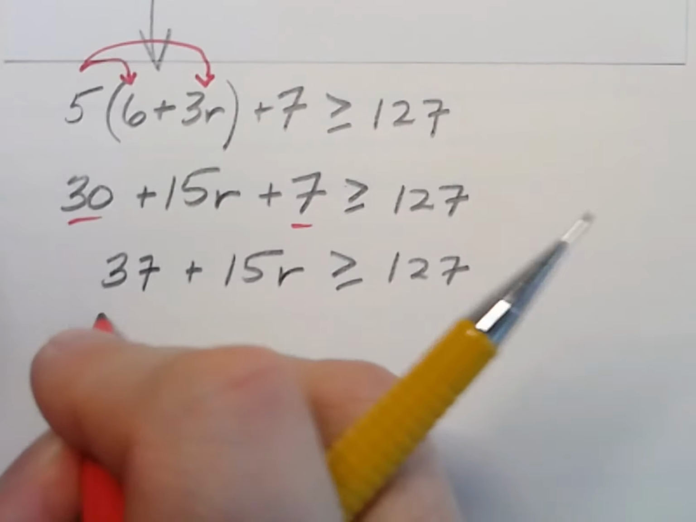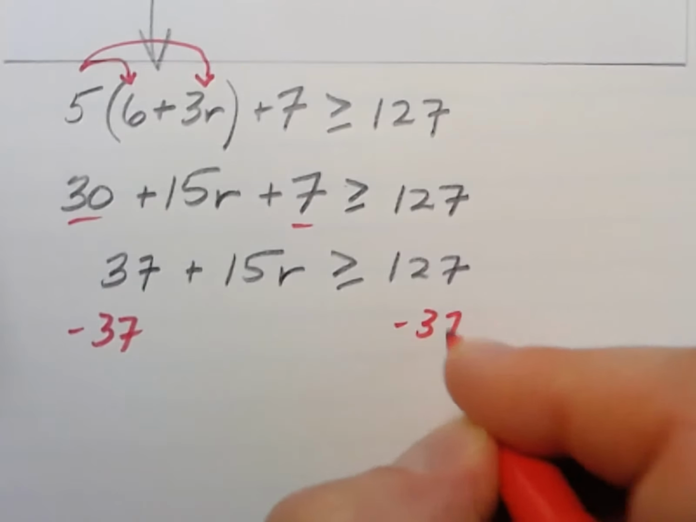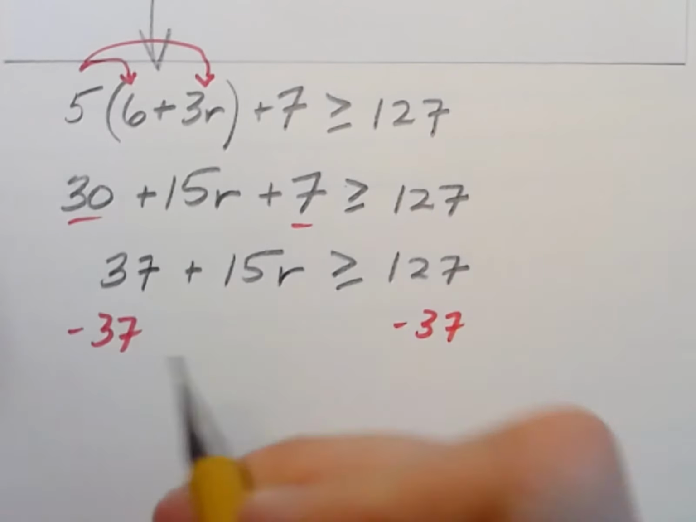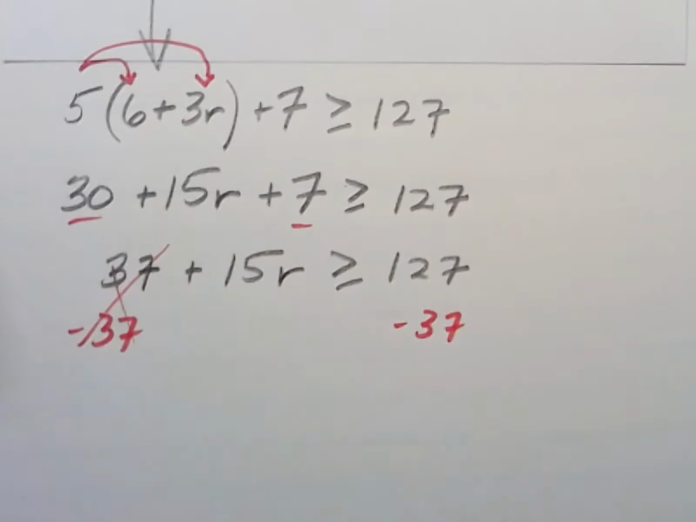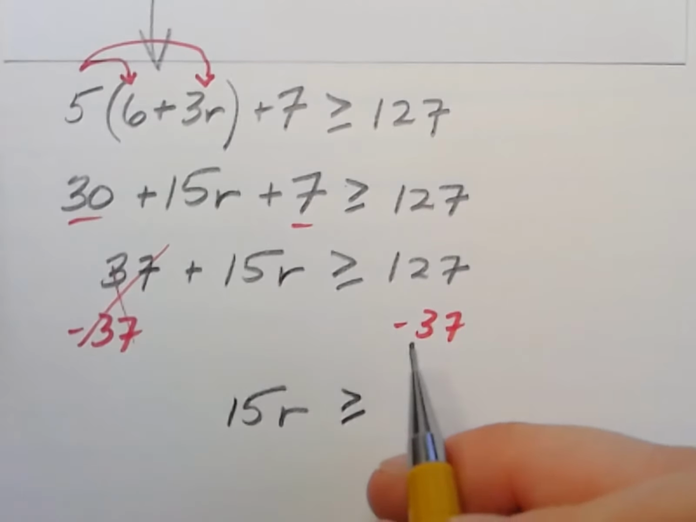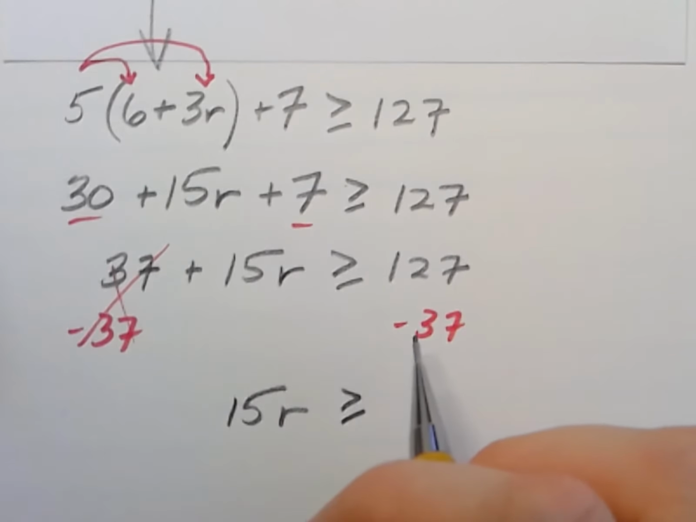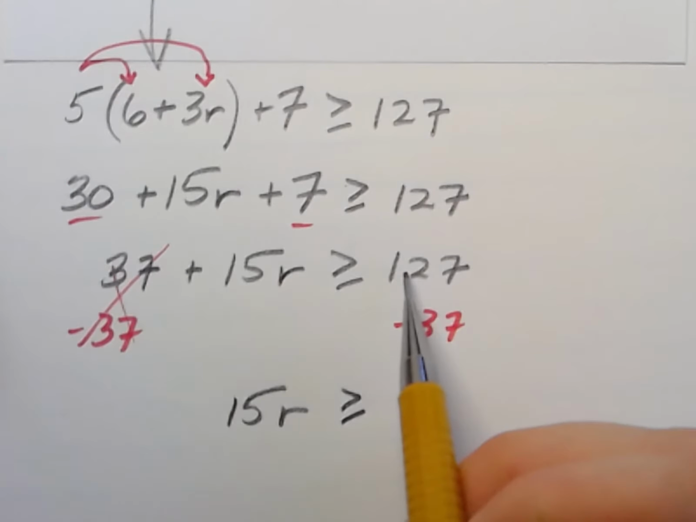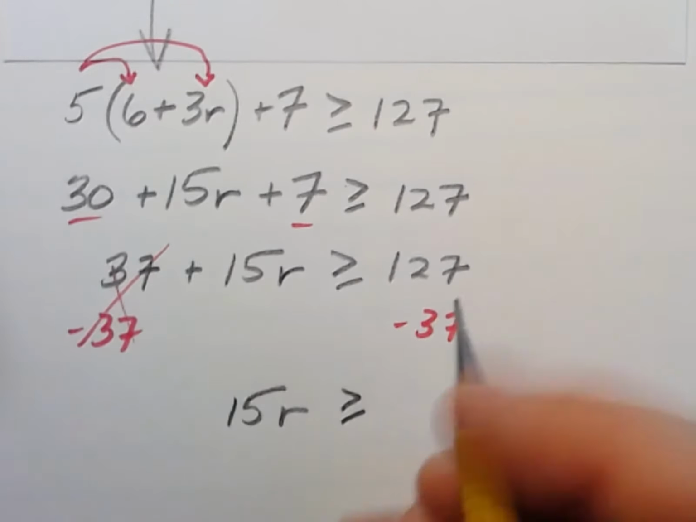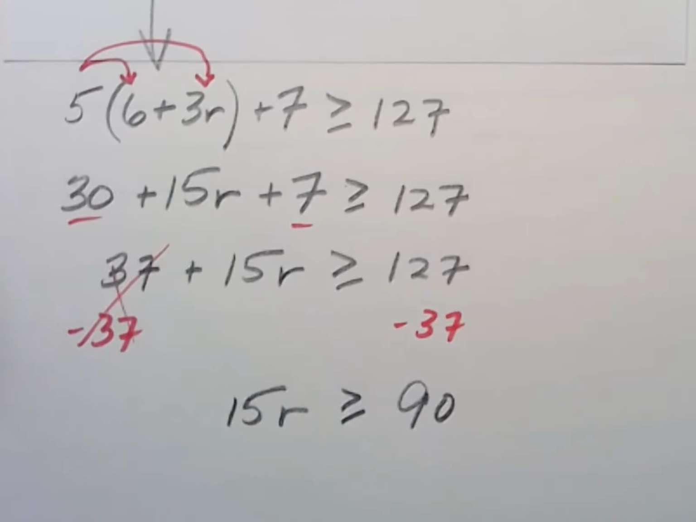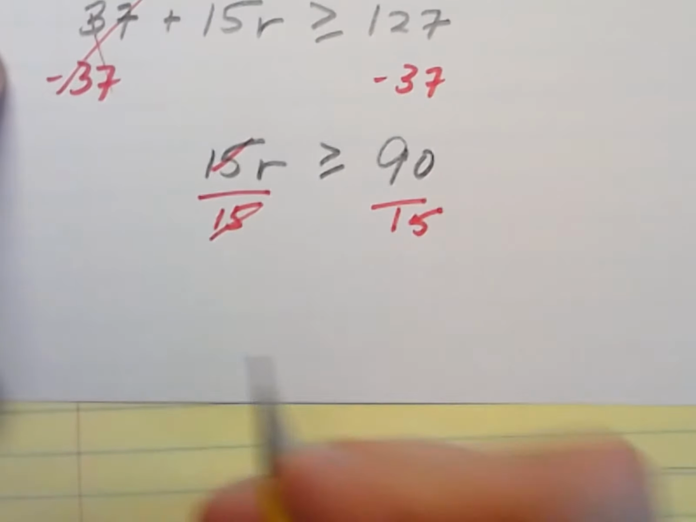So then subtracting 37, maybe you're starting to see how this is going to work. So then those go away, right? So 15r. I'm not switching the sign here because I'm subtracting 37. I'm not multiplying or dividing by a negative. So 127 minus 37 is going to be 90. Then I'm dividing by 15. So those cancel. And then I'm left with r.